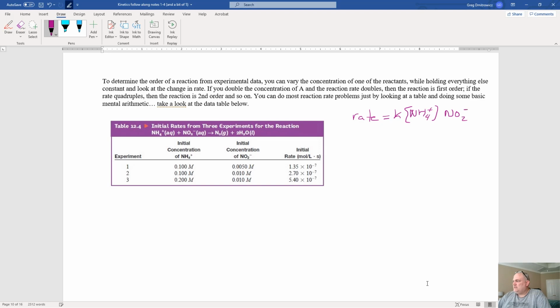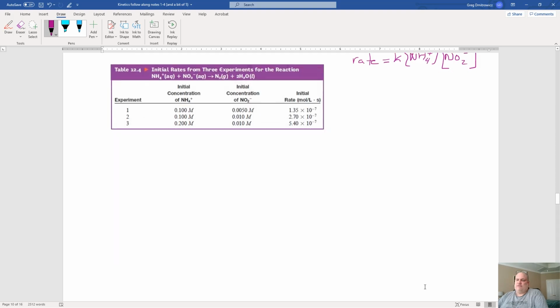Now, what's kind of cool about this, and I'm going to show you how to do this in your head by just doing some basic arithmetic. So what we can do is see what the relationship is between one variable and another. So let's just say we look between experiments 2 and 1. If you take a look at experiments 2 and 1, would you see that NH4 is held constant? Or between 1 and 2. And if you compare 1 and 2, do you see how the concentration of NO2 doubles? So here, the NH4 is doing nothing between experiments.